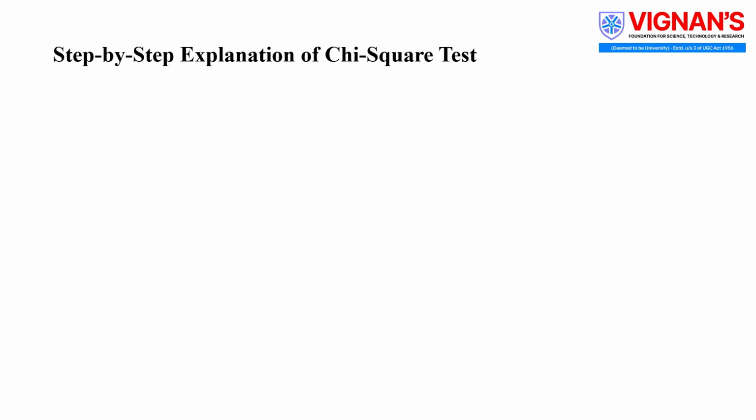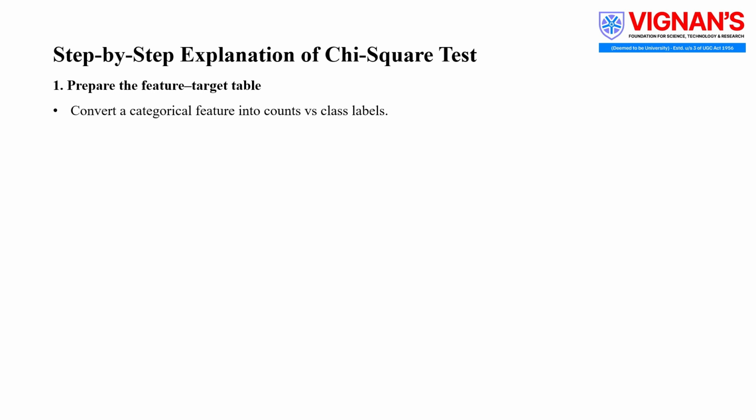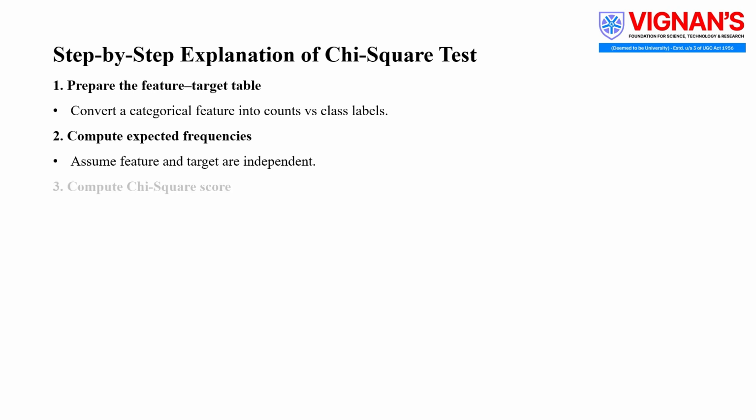Now let's go through the step-by-step process of performing the chi-square test for feature selection. Step 1. Prepare the feature target table. We start by converting a categorical feature into a table of counts against the class labels. Step 2. Compute the expected frequencies. Here, we assume that the feature and the target are independent. Based on this assumption, we calculate what the frequencies should be.